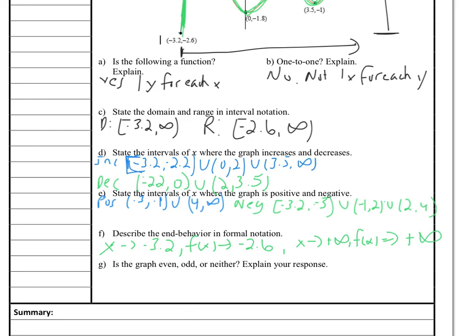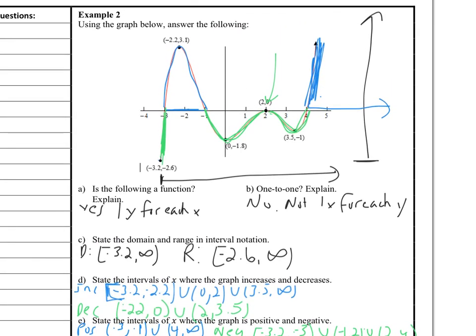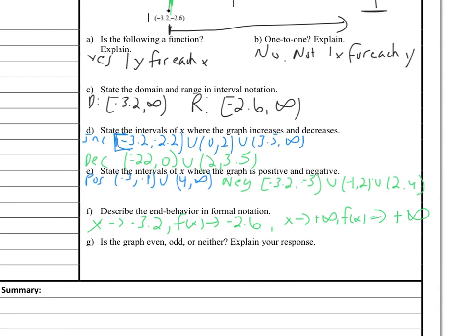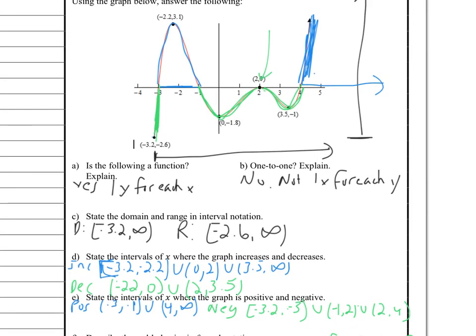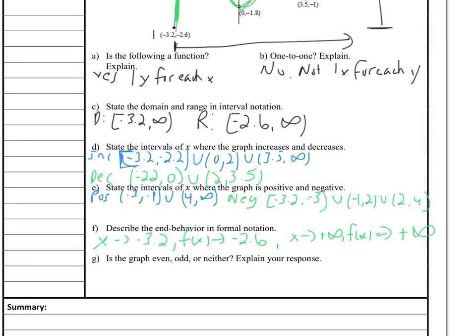And then the last question, is the graph even, odd, or neither? And explain your response. Well, it's even if it's a reflection over the y-axis and it looks the same. That's not going to work. It is odd if you can flip your paper over and it looks the same, which means it's symmetric about the origin, and that's not going to happen. So this is neither even nor odd for those reasons right there.